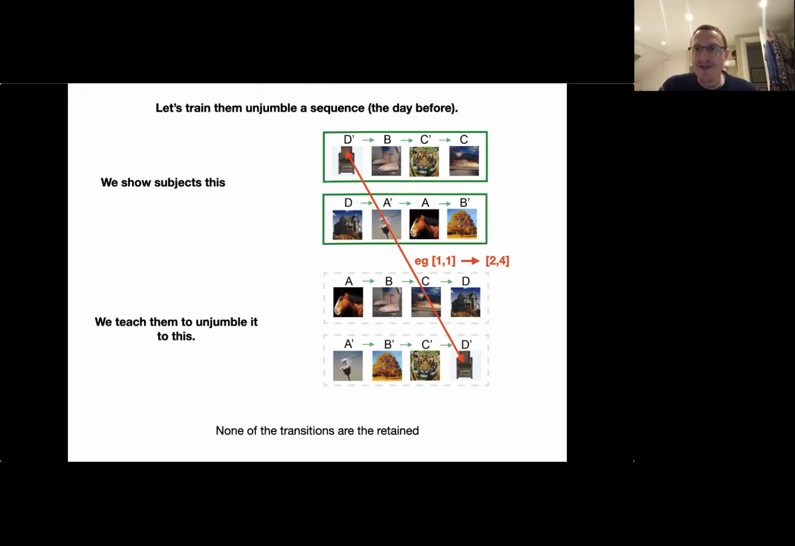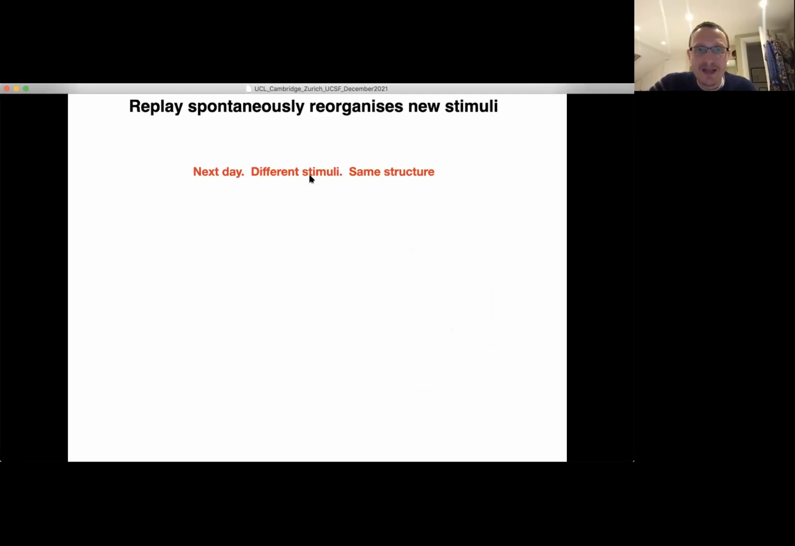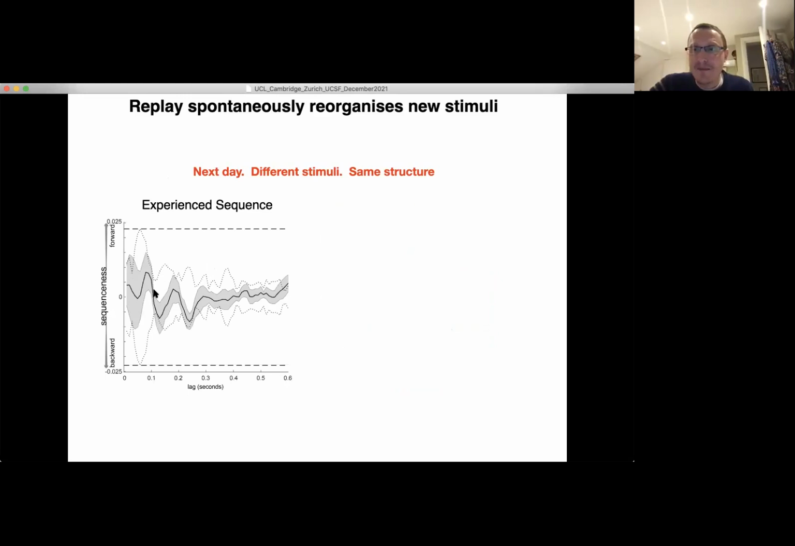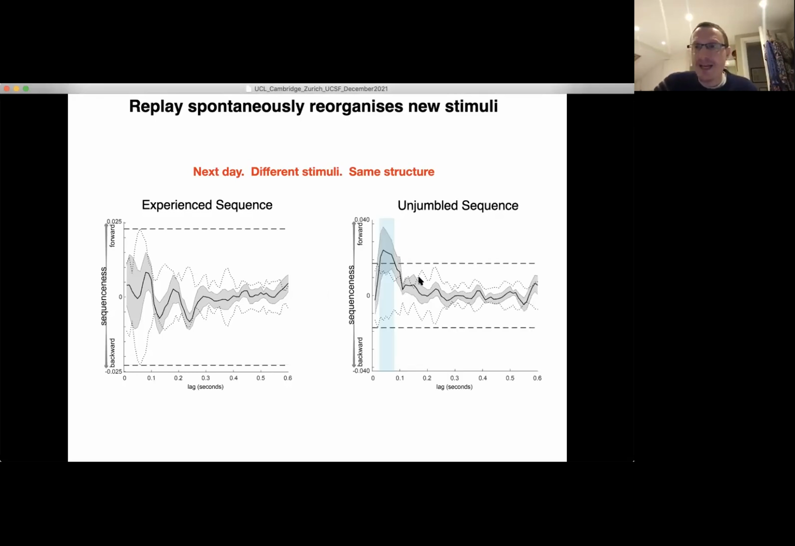And so what this means is, the next day in the scanner, we can show them brand new images in an order that is not the order that we care about, so none of the transitions are retained. The transitions we've shown them are all different from the ones that we care about. But nevertheless, we see if there's replay of these inferred sequences that they've never seen in the scanner. So next day, different stimuli, same structure. And if you look at the stimuli they actually saw, there's no replay of that memory at all. There's only replay of this unjumbled inferred sequence that they were able to infer from that rule.